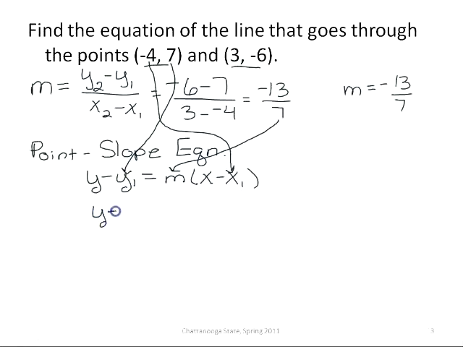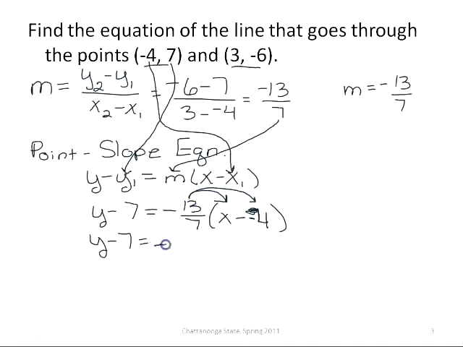So that gives me y minus the y-coordinate, which is 7, equals -13/7 times x minus, I'm sorry, not 7, -4. My mind went blank there for a second. x minus the x-coordinate, which is the -4. Okay. So now, in order to simplify this, I need to distribute the -13/7 through the parentheses. So this is -13/7 times x. Let's see, this will be minus a -4. It's going to make this plus 4.